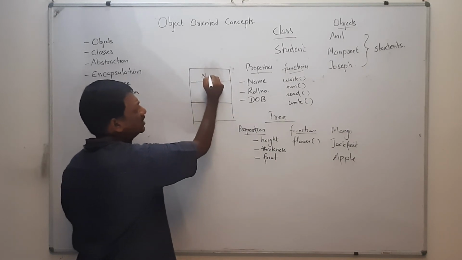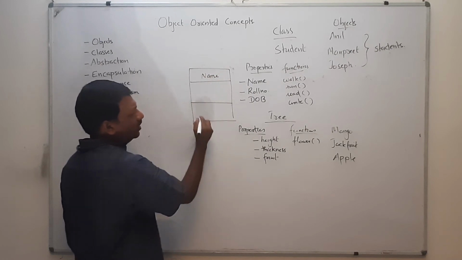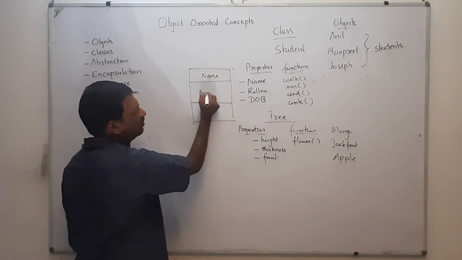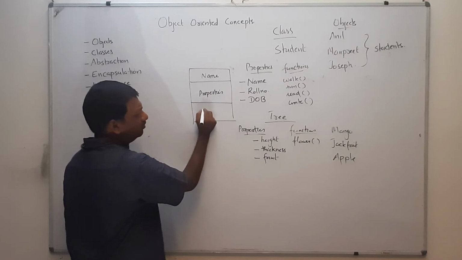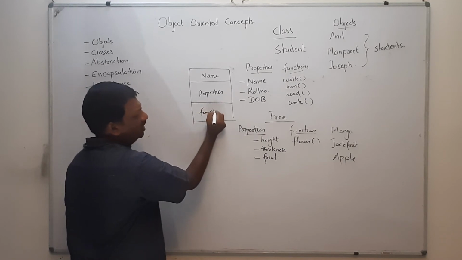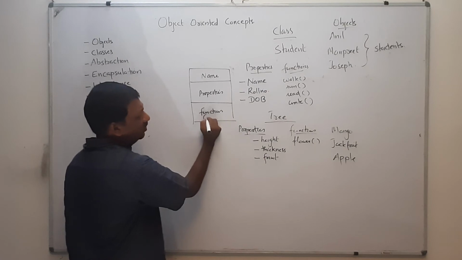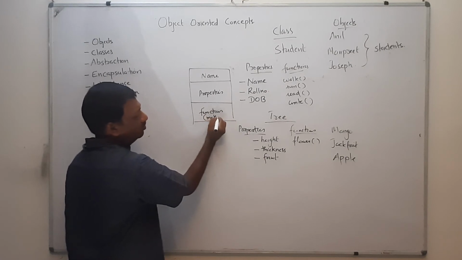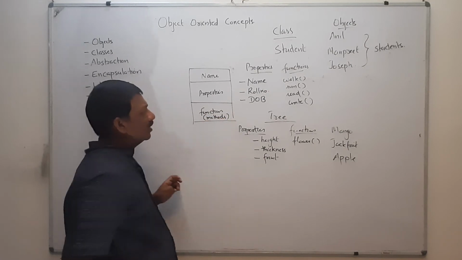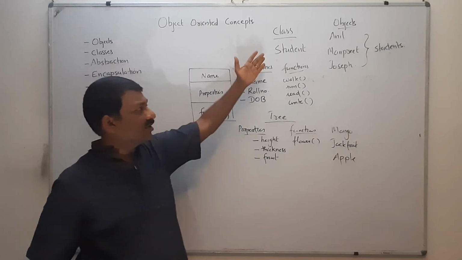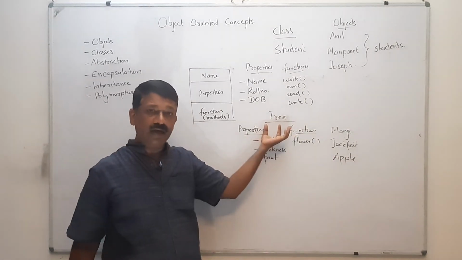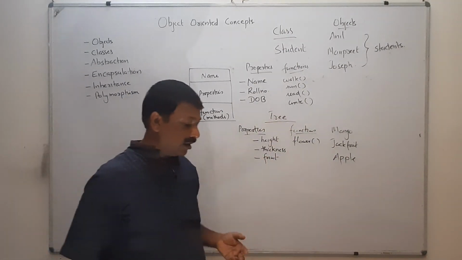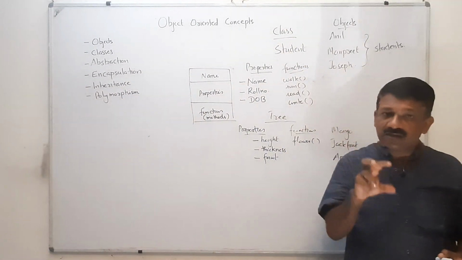This is the class name, then these are the properties of the class, and these are the functions that can be done. Functions, otherwise we call them methods. Then you have a set of classes. Here you have a student class, and here you have a tree class. Then an object is a particular instance of the class.